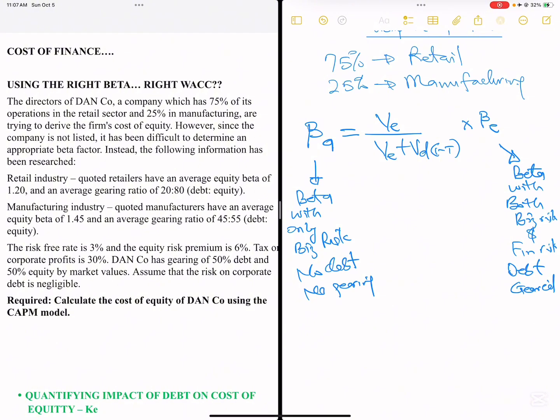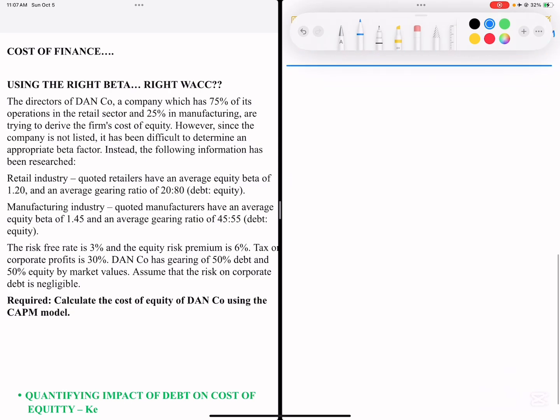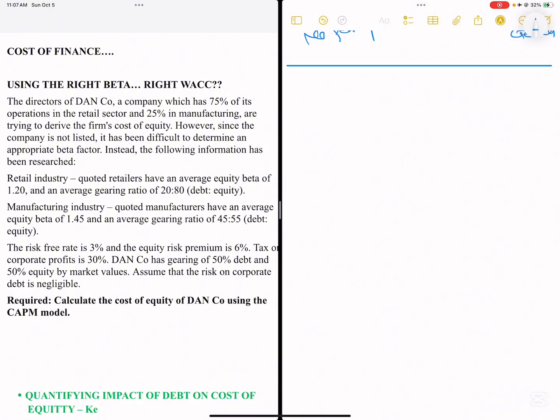But let's quickly look at this question to just refresh your memory of how to deal with something like this, because you will definitely see a question like this in your AFM. Very important. So if you have a company that wants to go into a new industry, as we can see Danco is trying to do, because Danco has 75% in retail, 25% in manufacturing, trying to derive the cost of equity of that company. However, the company is not listed, so we don't have pricing information of the company. So we have to leverage on companies that exist. And we have information of such companies.